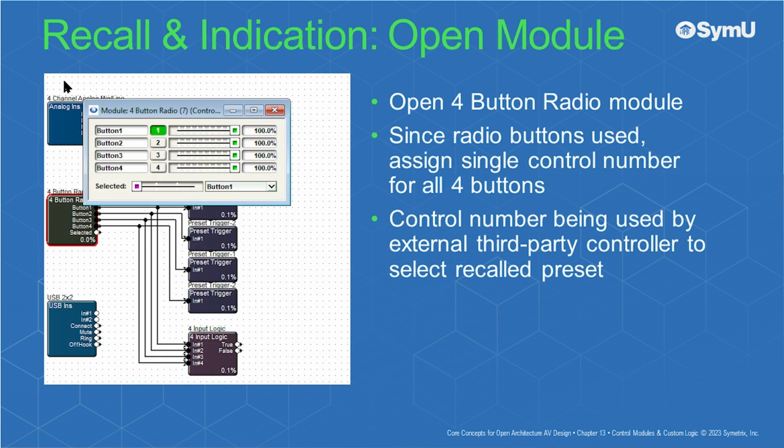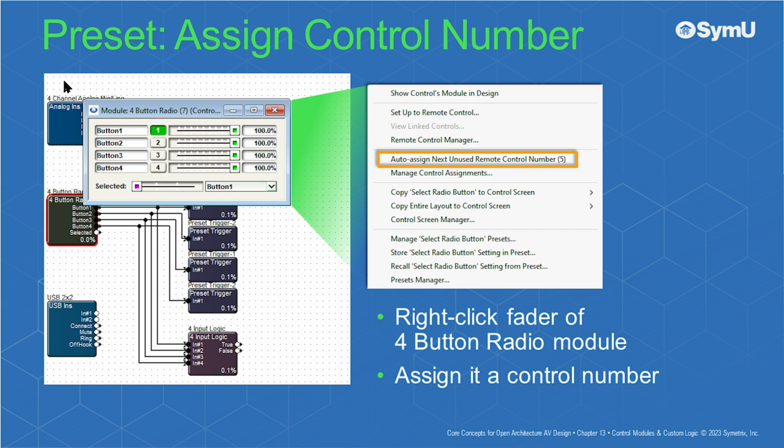Open the 4-button radio module. Since radio buttons are being used in this example, assign a single control number for all 4 buttons. This control number is being used by the external third-party controller to select the preset to be recalled. Right-click the fader of the 4-button radio module and assign it a control number.